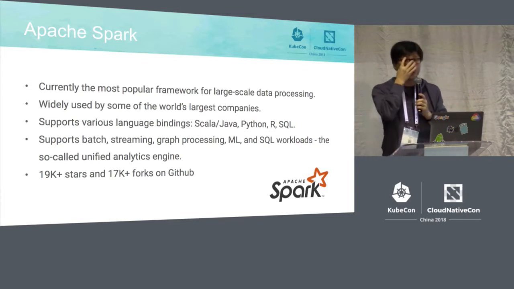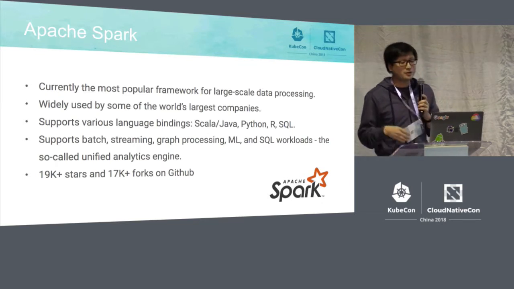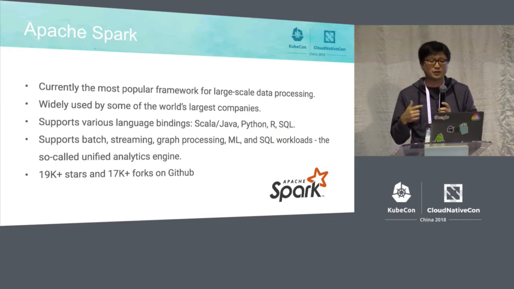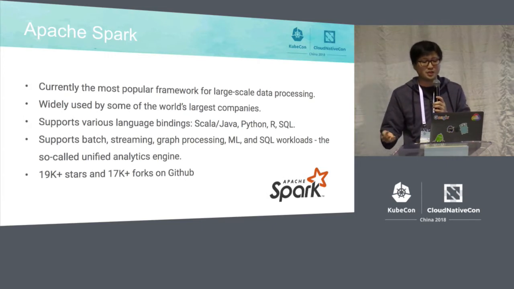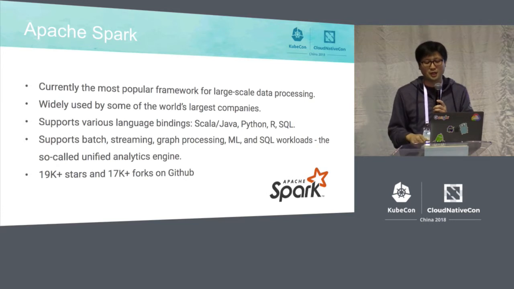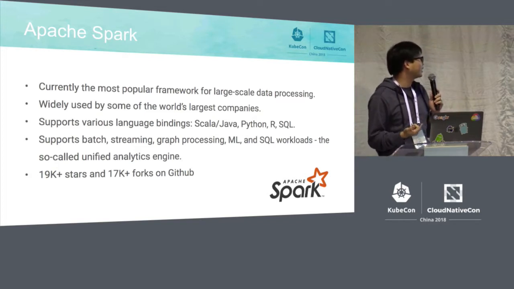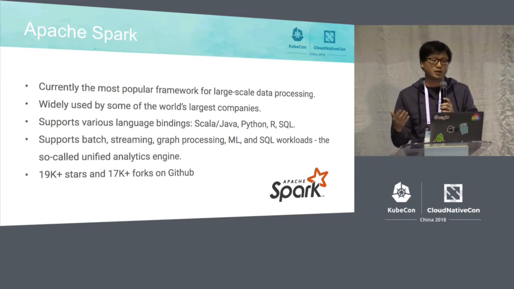It also has a SQL interface, so you can run SQL queries on Spark natively. Sometimes Spark is called the unified analytics engine. By that it means you can run all kinds of different batch workloads and streaming workloads, and sometimes machine learning workloads and graph processing workloads, all on Spark. So you have one shop for all kinds of analytics needs. Currently on GitHub it has over 19,000 stars and over 17,000 forks. Together with Kubernetes, they are basically two of the most popular open source projects on GitHub.